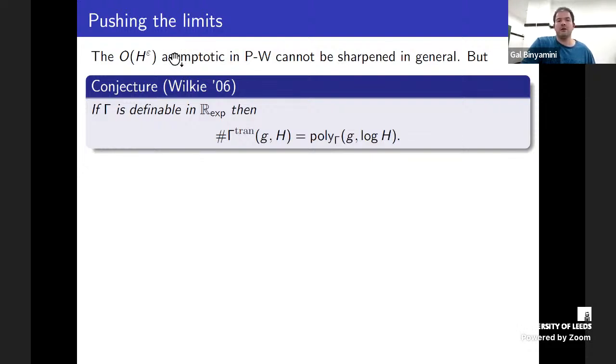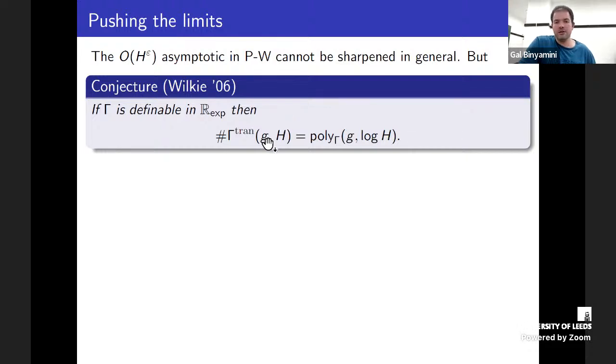However, there is a conjecture of Wilkie, actually from the original Pila-Wilkie paper, the paper where they proved this theorem. The conjecture was that in some special o-minimal structures, you can do better. So specifically, if you have gamma, which is definable in R_exp, so it's only definable using the arithmetic operations plus the exponential function, then the number of points in the transcendental part of gamma should be polynomial in the degree and in the log height. So instead of H to the epsilon, we have some power of log H. It's a much sharper asymptotic.